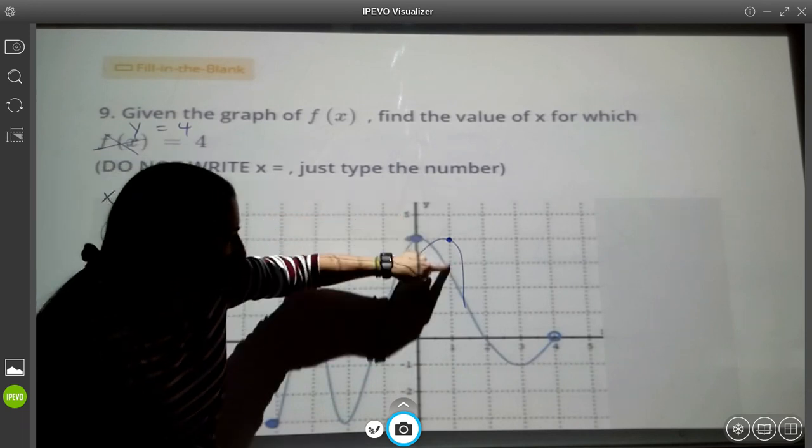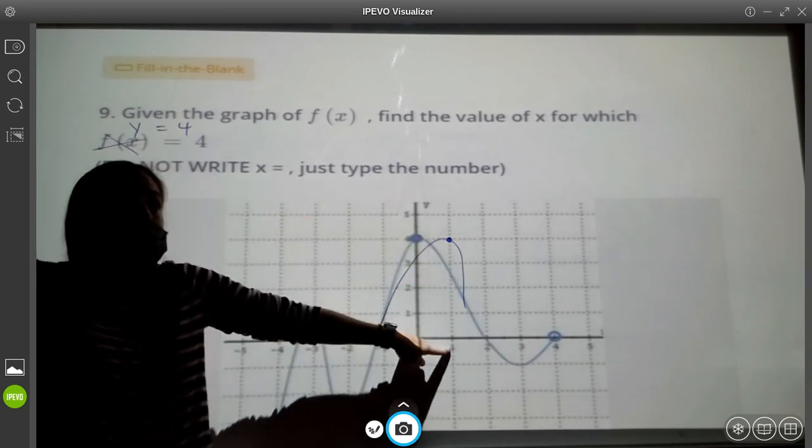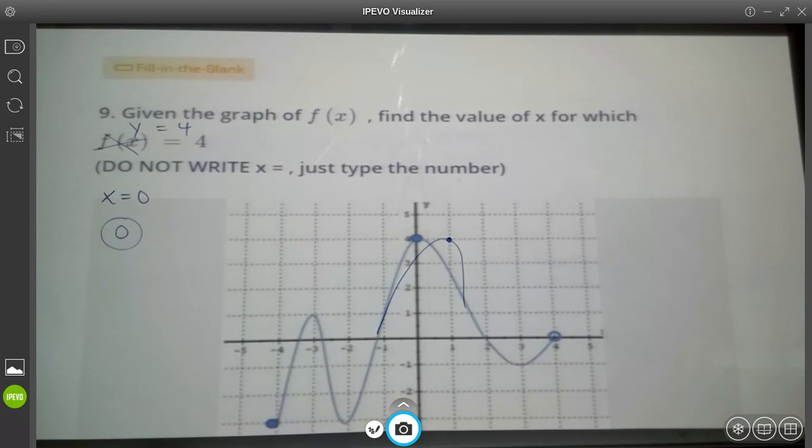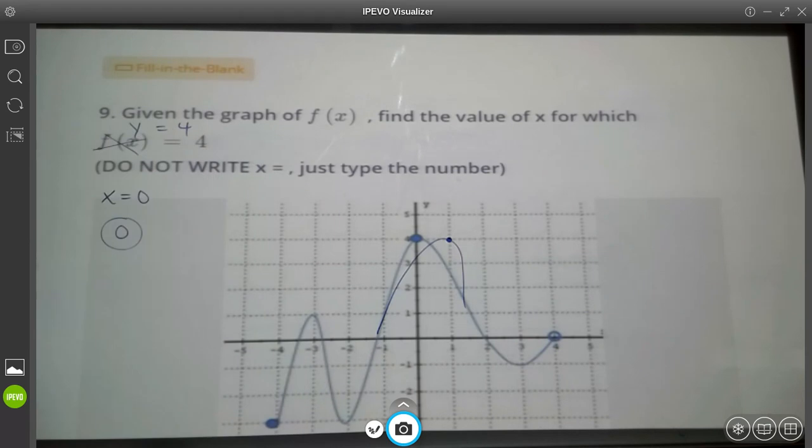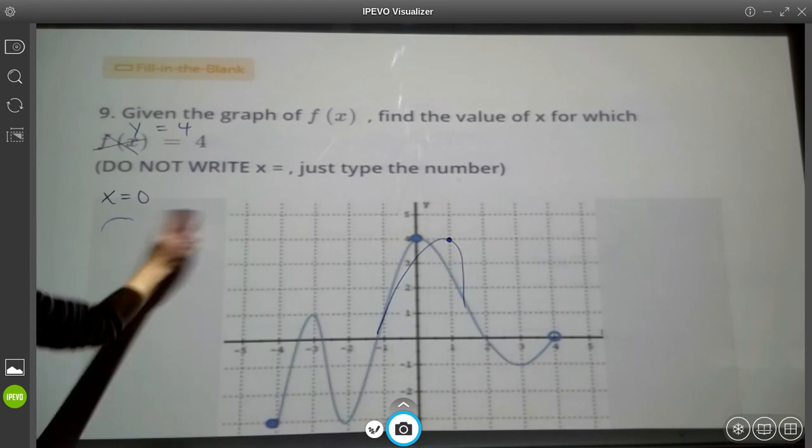All right, again, if you ask me, I'll do this all day. I don't have to do any math, all right? So again, you would just put 0. Don't put x equals. I try to write it, but you have to read that too. All right, now we're going to 10.